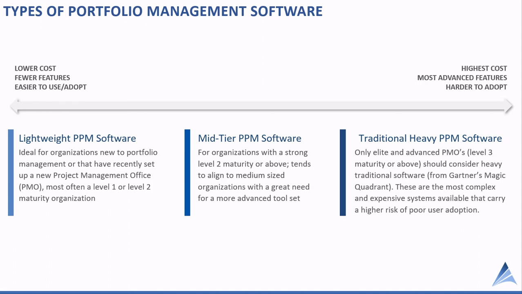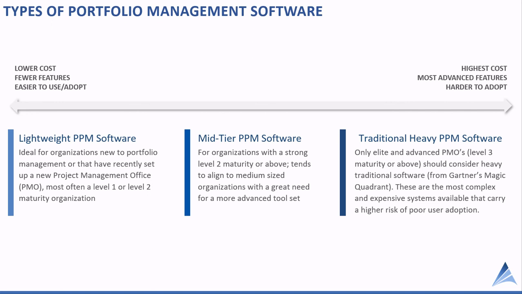So starting from the left-hand side, we've got a category of lightweight PPM tools. These are solutions that are great for organizations new to portfolio management, maybe a new project management office, and they're often at a level 1 or maybe a level 2 maturity. In the middle, we've got a mid-tier PPM software. And as we move to the right, you're adding cost, you're adding functionality, and you're adding complexity, which can be a detriment to adoption. But the mid-tier solutions can be a good sweet spot for PMOs that are more advanced and need a more advanced tool set.